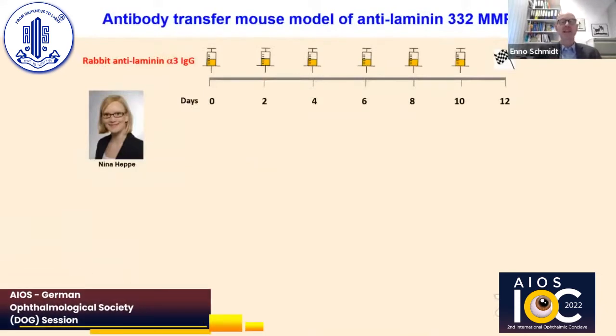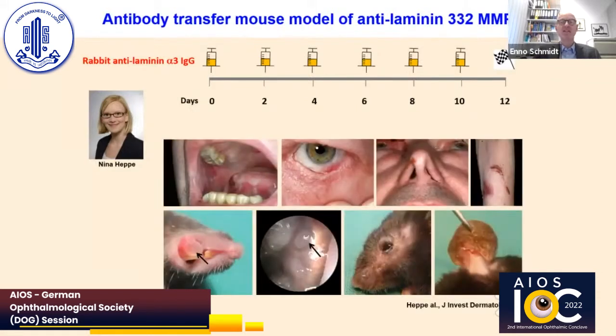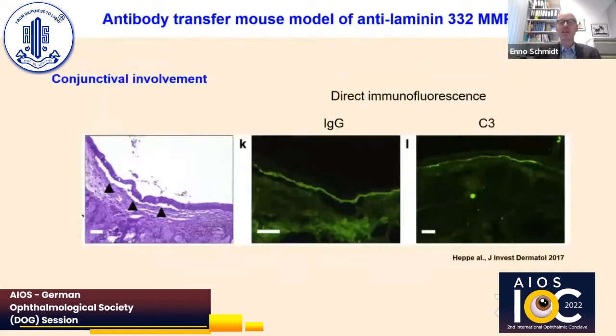Dr. Heppe then injected the antibodies against laminin 332 over 10 days into adult mice, and she could reproduce important clinical findings of the human disease. You see a blister here at the tongue, a blister erosion at the buccal mucosa, but also lesions around the eyes and at the skin. Importantly, here in the conjunctiva, like in the patients, you see linear deposits of IgG and C3 at the basal membrane zone, and also subepidermal blistering.